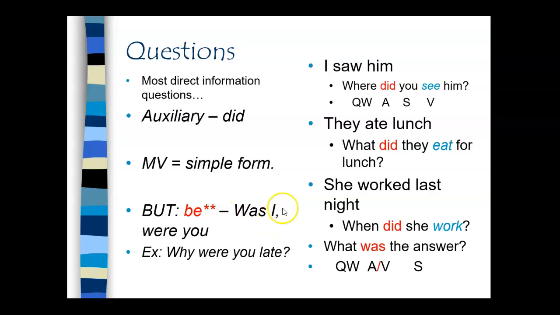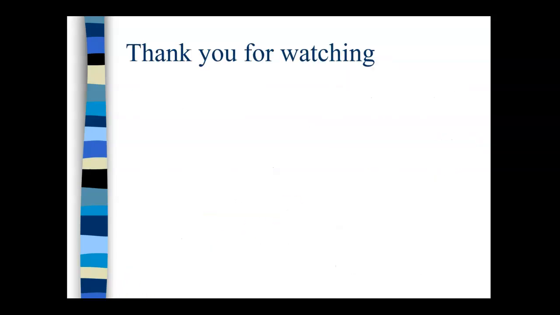So I saw him. Where did you see him? They ate lunch. What did they eat for lunch? So again, I conjugate my auxiliary, my verb comes back to the base form.